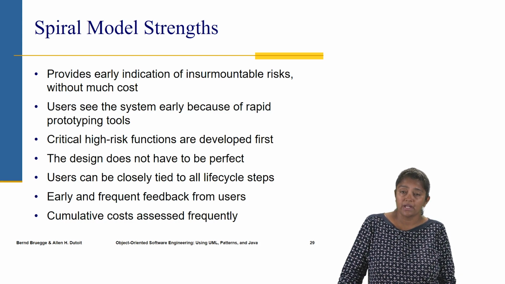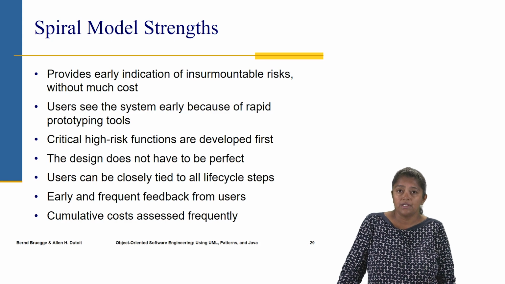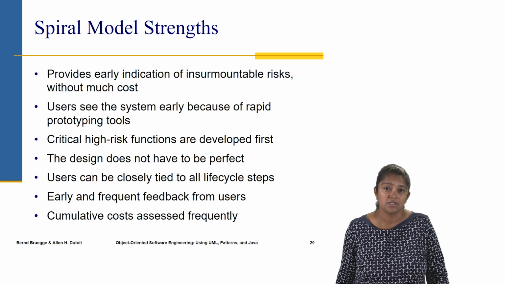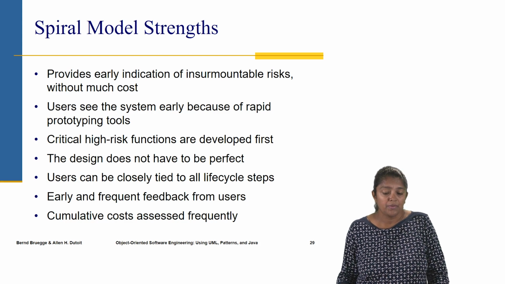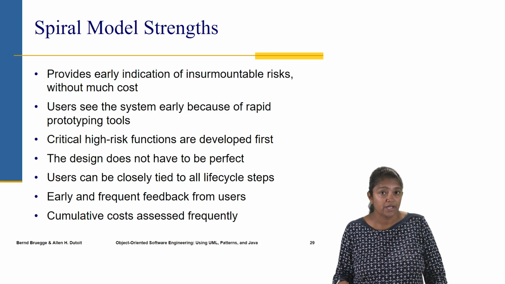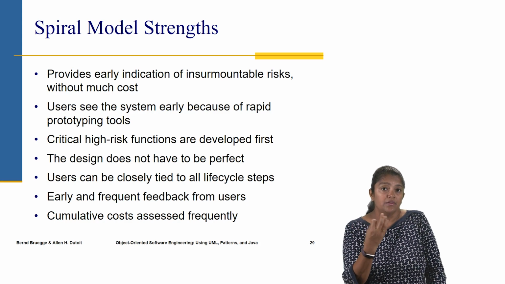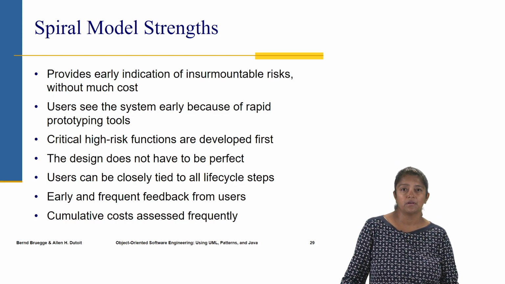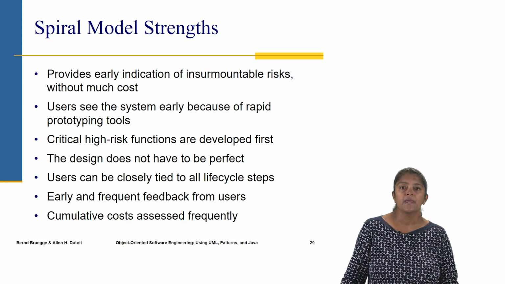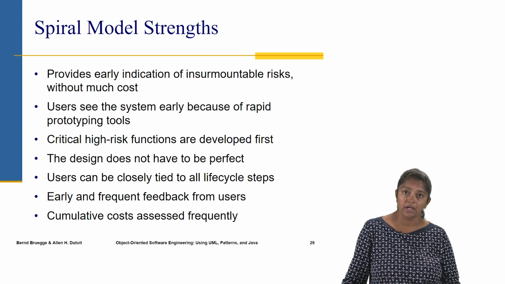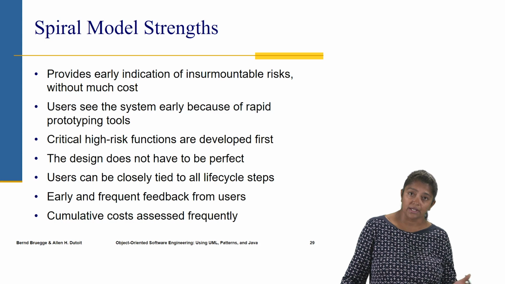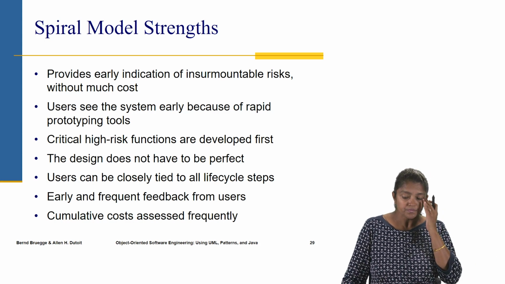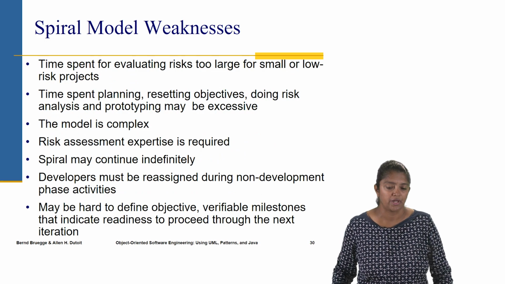Now the goal with the spiral, the design doesn't have to be perfect. The idea is to try out the high risk functions and see how that works. The users can be involved in all of the life cycle steps, because at the end of each spiral we're trying to come up with a complete functionality, so the users can be involved with that functionality and feedback can be obtained from them. The cumulative costs are also assessed frequently, which is another strength, because risk in terms of cost, in terms of time, in terms of resources, in terms of technology, everything is assessed.